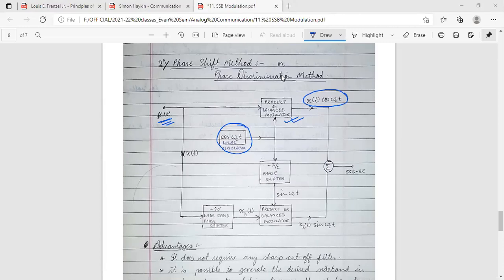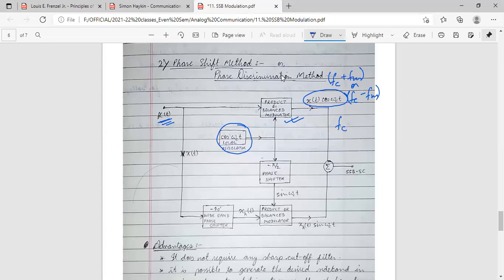This term does not contain any frequencies except the modulated signal. That is, you will get only the frequency terms fc plus fm and fc minus fm. Okay, so you will get only this much. You will not get the frequency term fc, because this is just x(t) cos omega_c t.